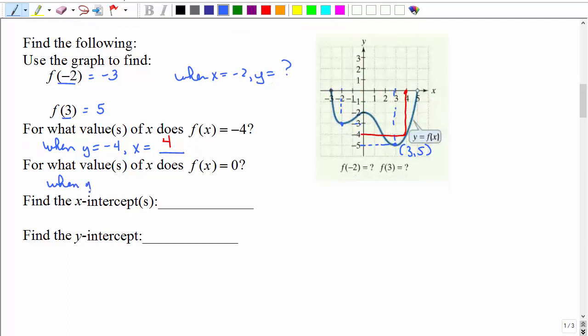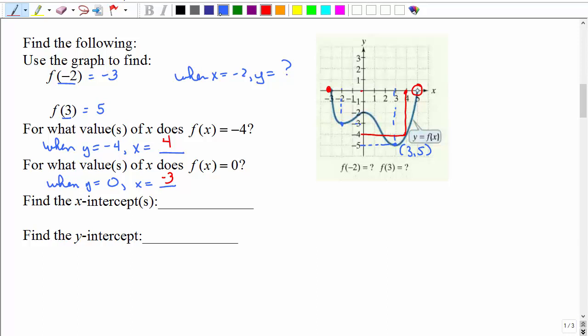This says when y equals 0, what does x equal? So when y equals 0, it hits this point, but not that point. It's an open circle. So it says, well, y is really close to 0, but not quite there. So we can only count this point at negative 3.